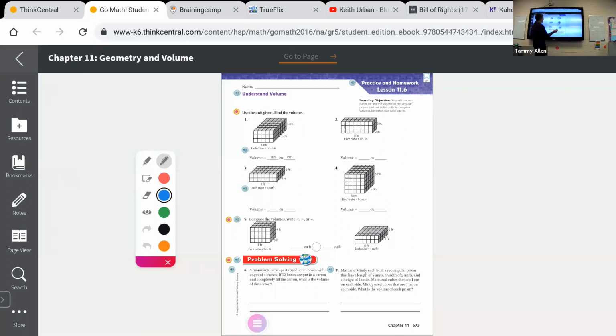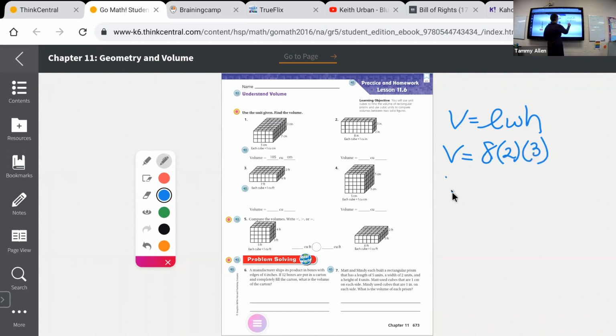So if we take a look at number 2, we do volume equals length times width times height. The length being what? The width being what? And the height being? The volume then being? 48 cubic inches. Okay. Questions on the steps?